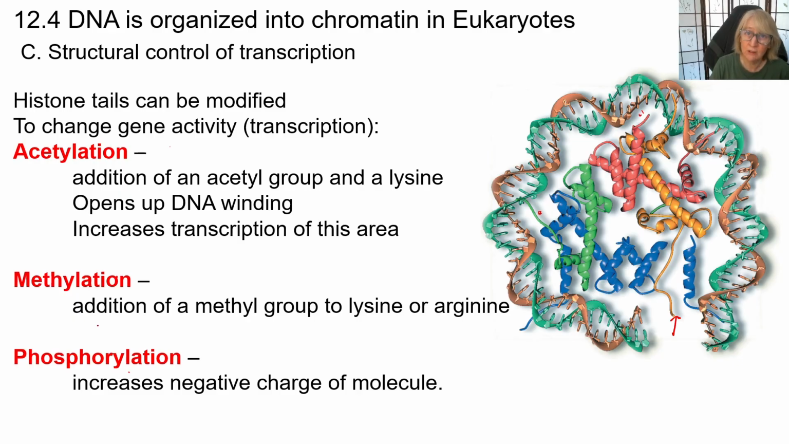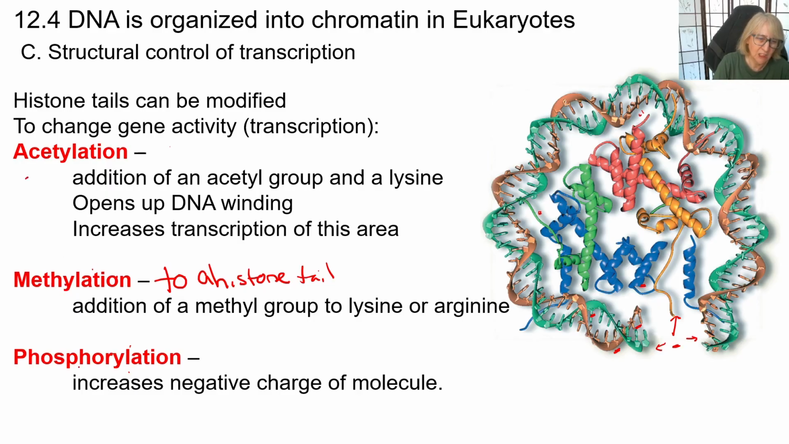Methylation and phosphorylation serve similar functions. Methylation of a histone tail increases transcription. Phosphorylation, adding a negative phosphate group, actually makes this DNA molecule a little more negative because I'm adding more negativeness to it. Negative things push each other away, and it opens up the molecule to be more accessible.